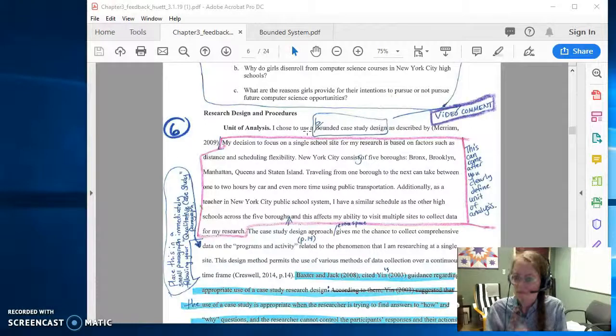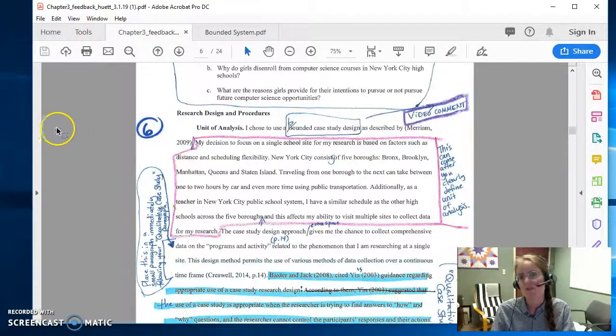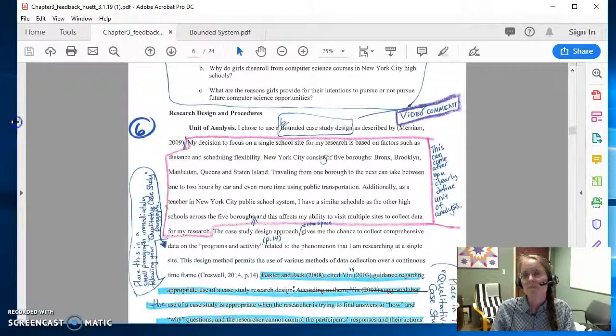And so this is a great opportunity. I had not asked you to do this previously because as we read these drafts, we get distracted by other things that might be wrong, but this is a big thing that I want you to work on this weekend. This question of what is the bounded system you're going to use, because we've been really vague on this point. You've been really vague on this point so far. You think you know what it is, but I want you to think about it some more.